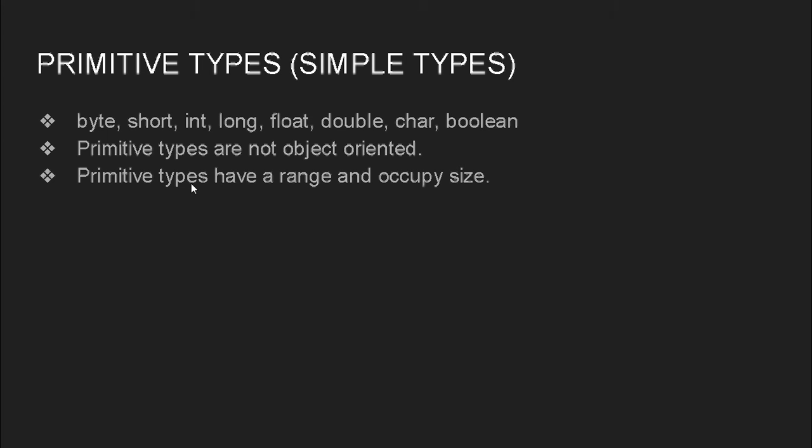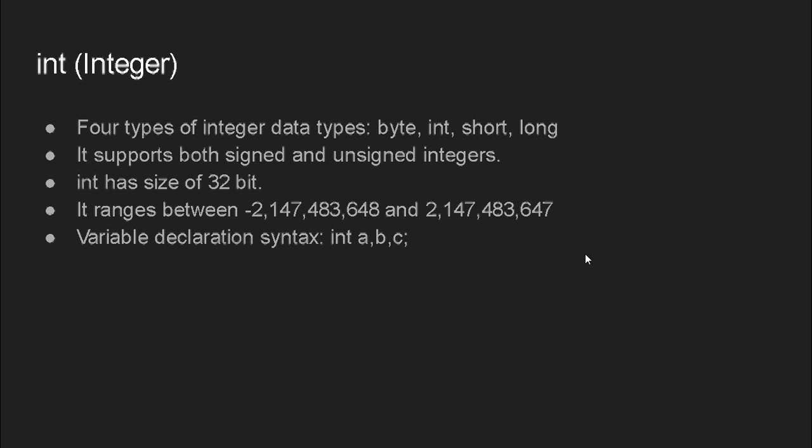And primitive types have a range. Each and every primitive type has a particular range, which we'll be discussing in the upcoming slides. And each of them has a different size also. You can call it width, you can call it size. It will be in bits. Of course you can convert it to bytes if you want. Now I am going to go into the next thing.